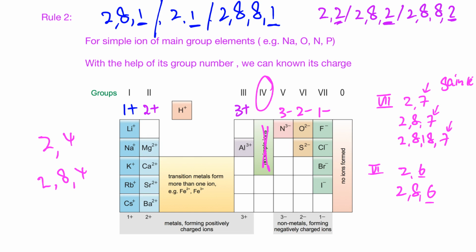We don't either gain 4 electrons, because too many extra electrons, they repel each other. It's not stable. Adding 4 extra electrons, they will be repelling each other. Removing 4 electrons in the center, the nucleus is not happy with that. Okay, it's difficult to remove all of them. Okay, so for group 4 elements, they don't have ions.